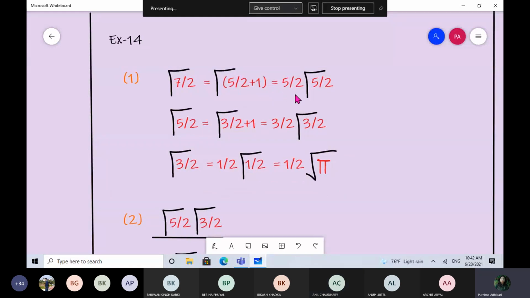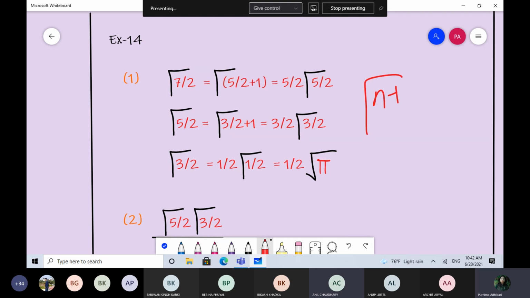5 by 2 plus 1 and using that property. Which property? I'm talking about property gamma n plus 1 is n gamma n. So using this property we can write this as 5 by 2 gamma 5 by 2. You will carry on like this.